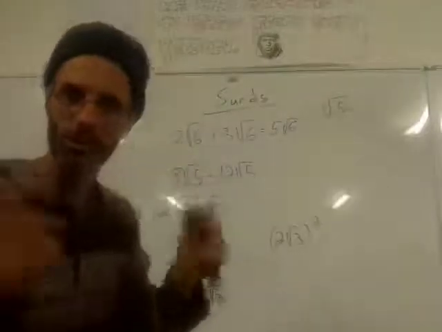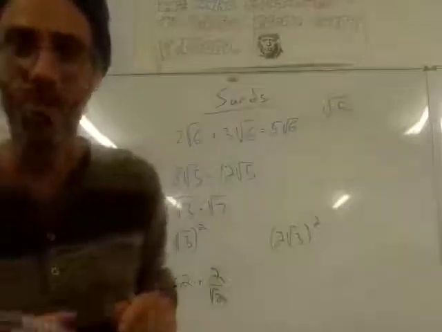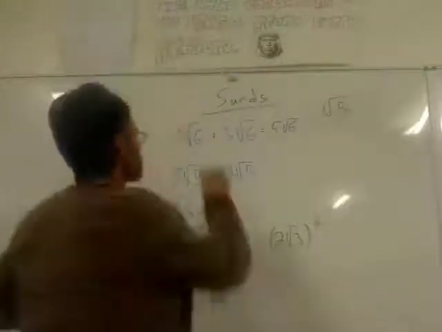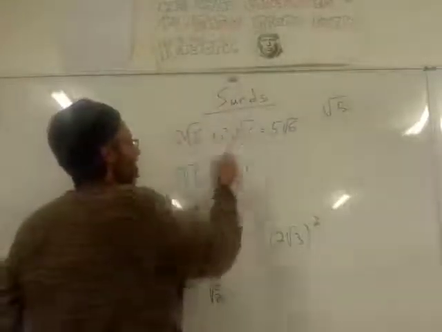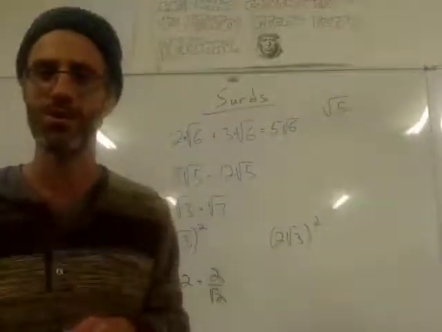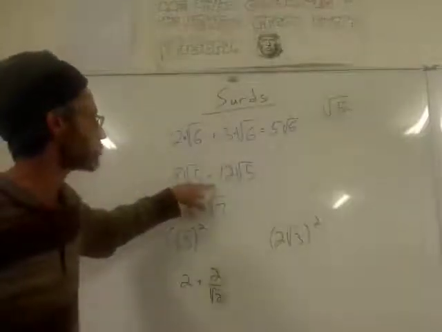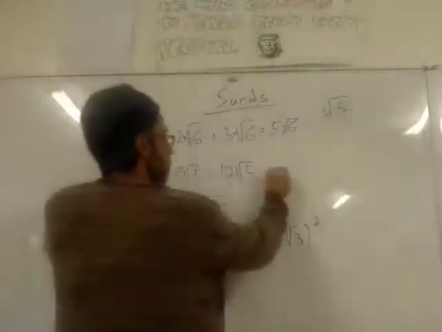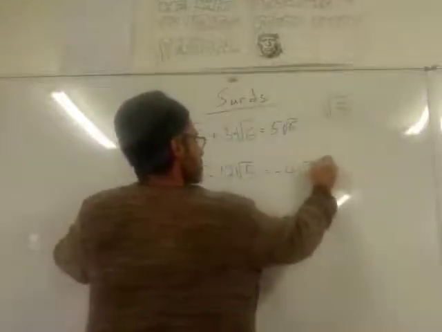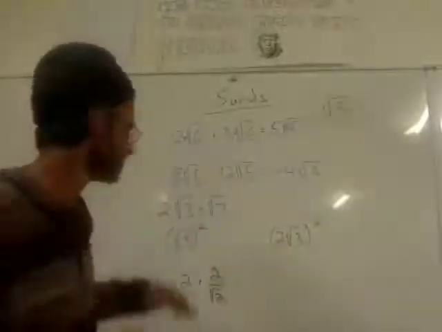Maybe just to make sure that I made myself clear: what is 2 square root 6? It means 2 times square root 6. Sorry, I didn't really say that, but 2 square root 6, like 2x, is 2 times square root 6. Now I've got 8 square root 5 minus 12 square root 5. So 8 minus 12 will be minus 4 square root 5. Easy, isn't it?